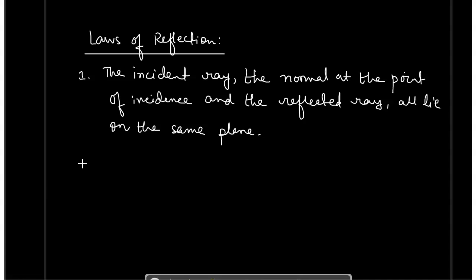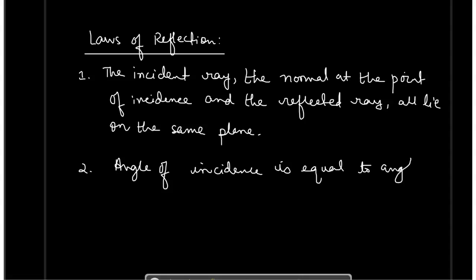So this is one of the laws of reflection, and another law of reflection is that the angle of incidence is equal to the angle of reflection. We all know these two laws. We have also discussed them while we were studying the chapter. If you have any problem understanding, you can go and see my video lecture.